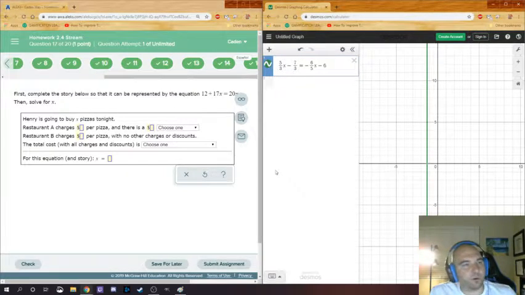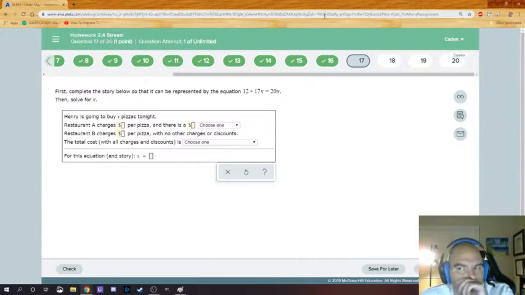Oh, good, I only put one of that. Weird that I put it right there. Okay, I don't think I intended for that to go right there, but whatever, it's in the middle of it. All right, first, complete the story below so it can be represented by this equation. Okay, so they gave me an equation, and then they give me some sentences, and they want me to figure out a story that makes sense for it.